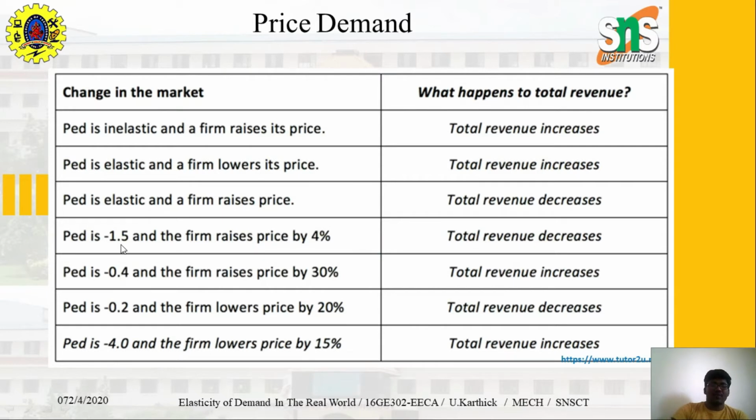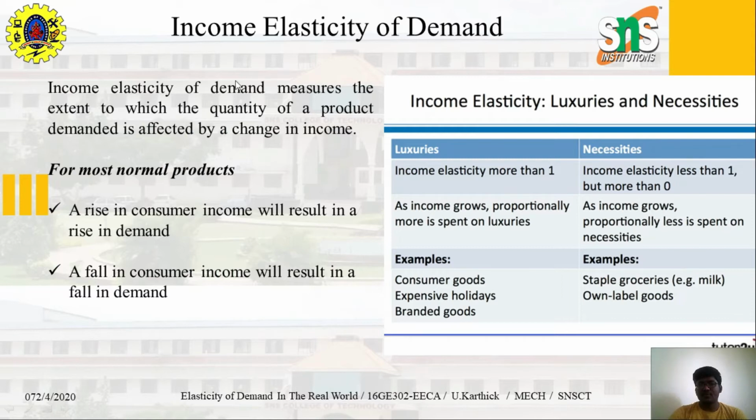Now we will see one by one whether revenue increases or decreases. If PD is inelastic and the firm raises its price, the revenue will increase. Likewise, if PD is elastic and the firm lowers the price, revenue will also increase. If PD is elastic and the firm raises prices, the revenue decreases. We will have different cases of increasing or lowering the price by 4%, 30%, 20% and 15%, and see the trend of how the revenue increases and decreases for price elasticity of demand.